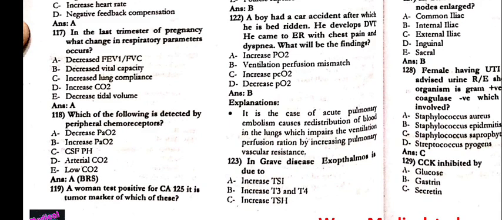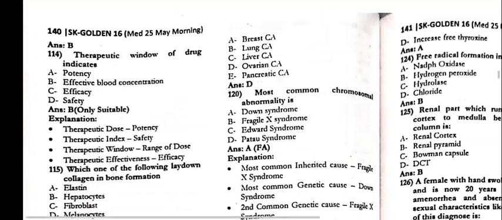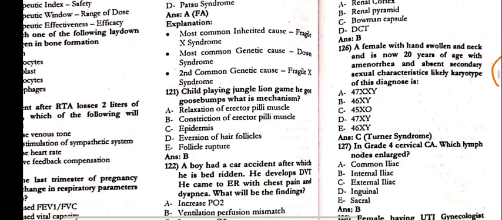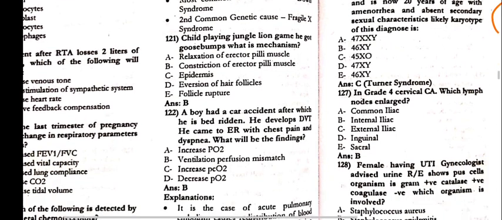A woman tests positive for CA125. The tumor marker of ovarian carcinoma is CA125. 120. The most common chromosomal abnormality is Down syndrome. 121. The child playing the jungle lion game got goosebumps. The mechanism would be the constriction of arrector pili muscles.